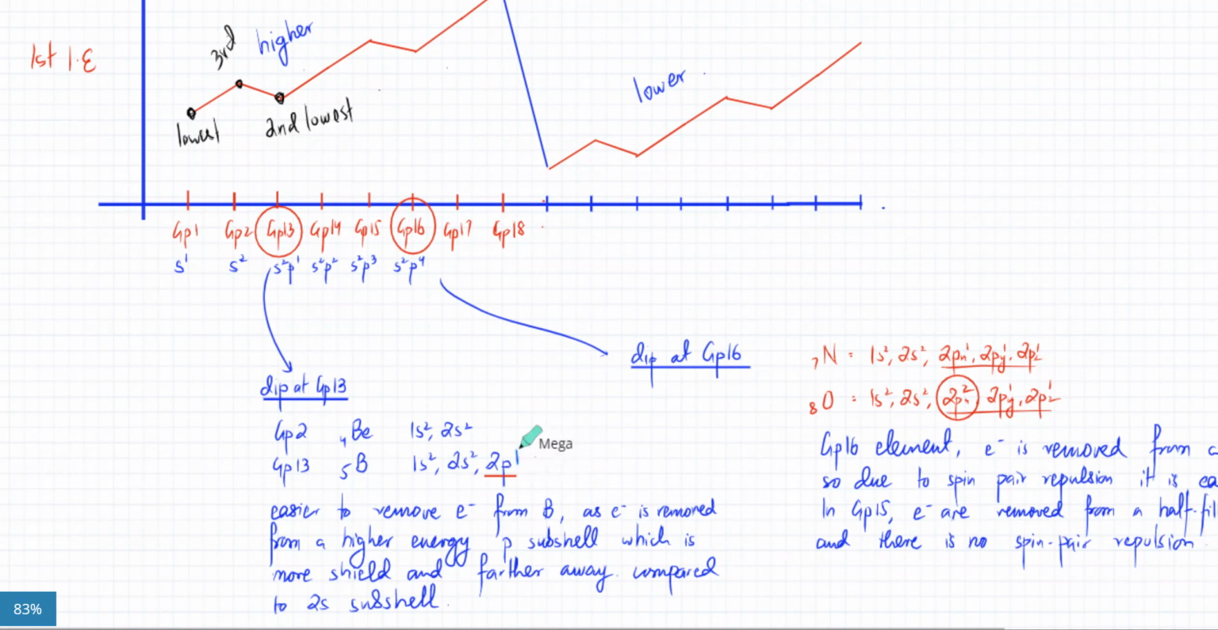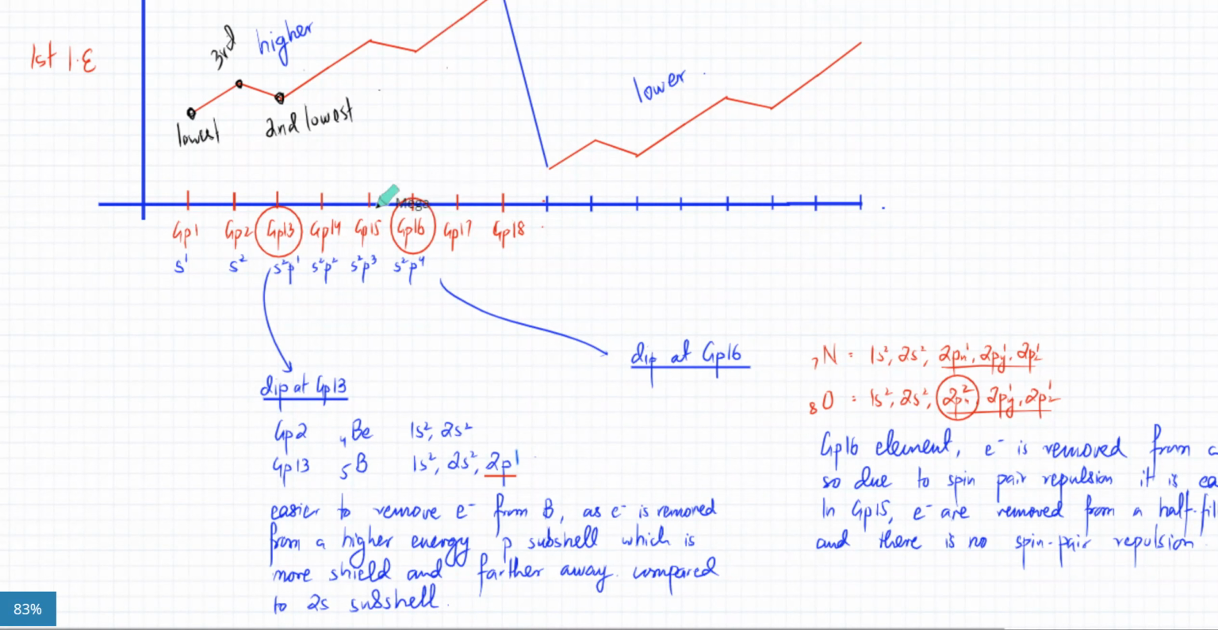So when you're moving, if you look at the electronic configurations, from group 2 to group 3, all of a sudden the electron is now in a p orbital, which is further away, more shielded, and it's higher energy. And then there's a dip at group 16.